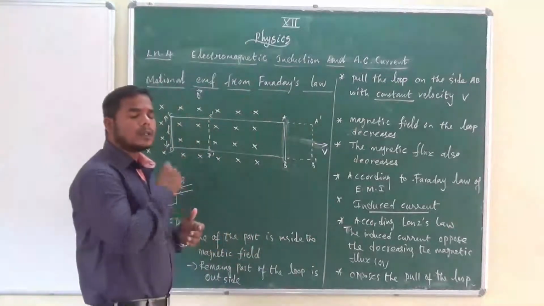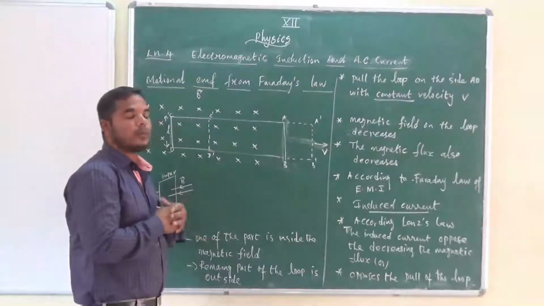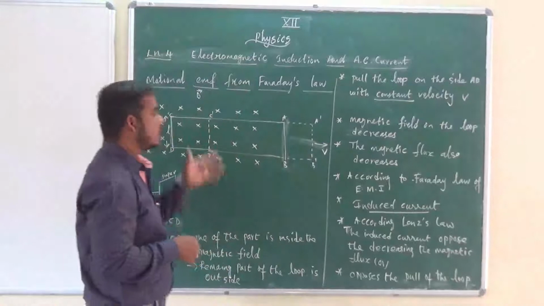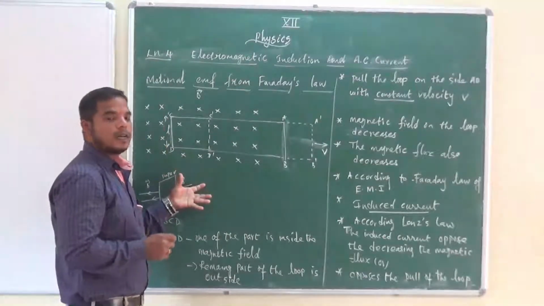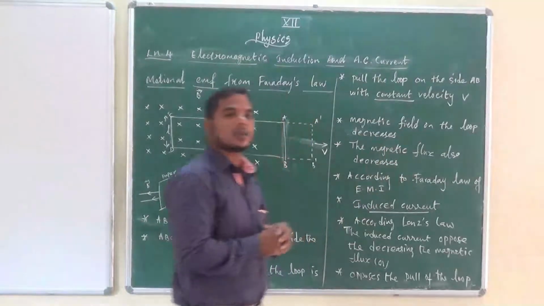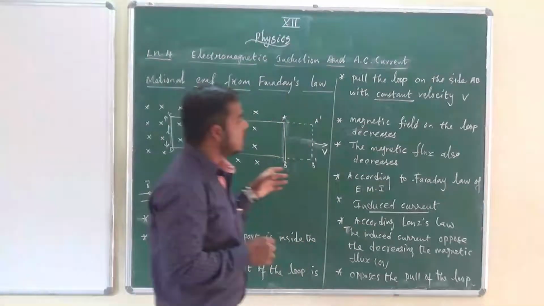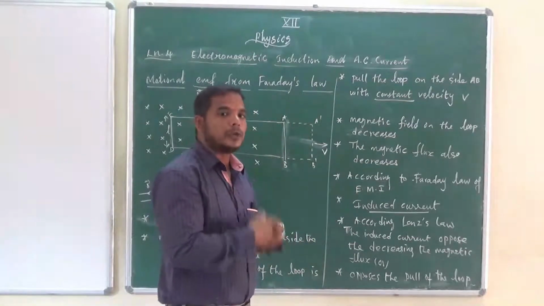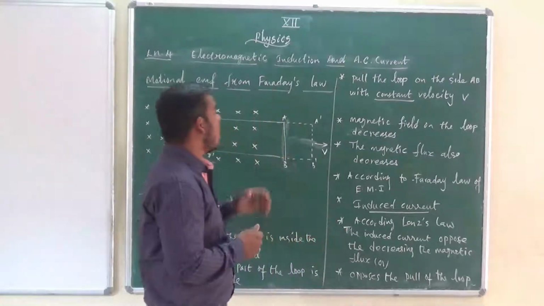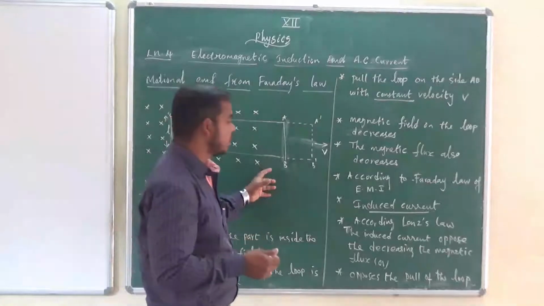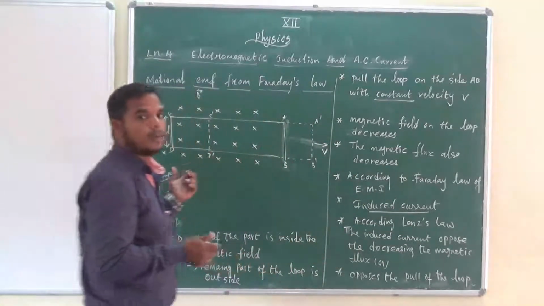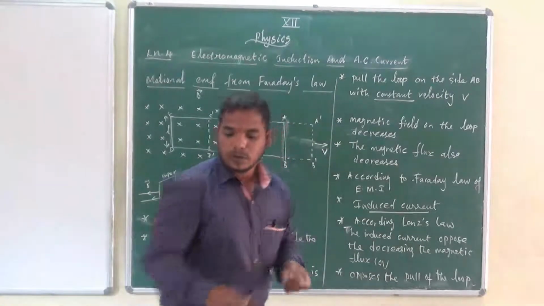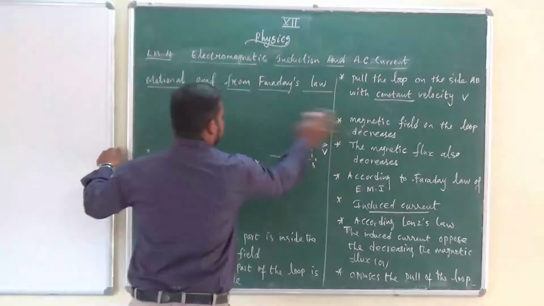Due to the constant velocity motion of the loop, the magnetic field on the loop decreases, and the magnetic flux also decreases. According to Faraday's law of electromagnetic induction, the induced current is produced. The induced current is responsible for opposing the decrease in the magnetic field. That is based on Lenz's law; we already discussed Lenz's law and its illustration in our previous class. Otherwise, it opposes the pull of the loop. So here, next.